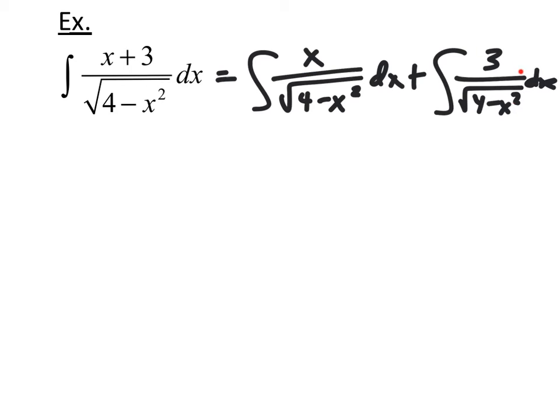Over here, this is looking like arcsine. So with the first one, I'm going to deal with this part first. U would equal the inside, 4 minus x squared.